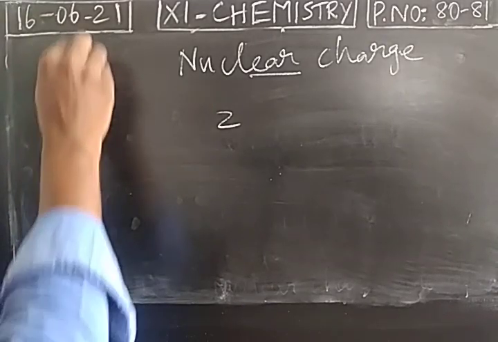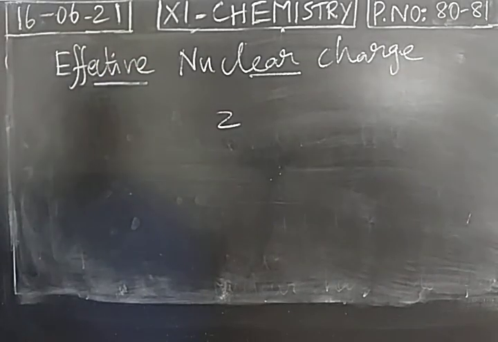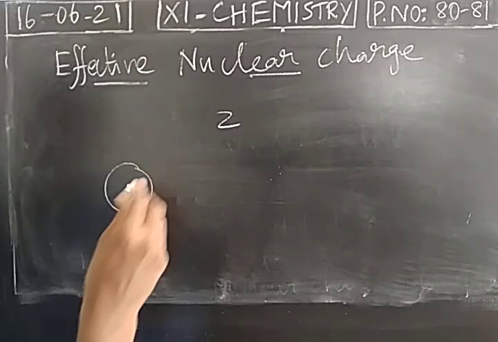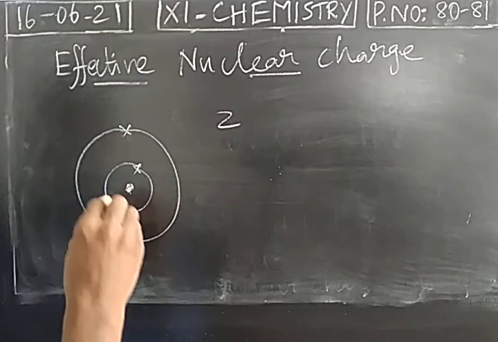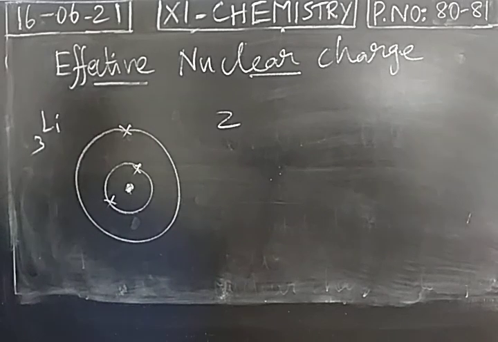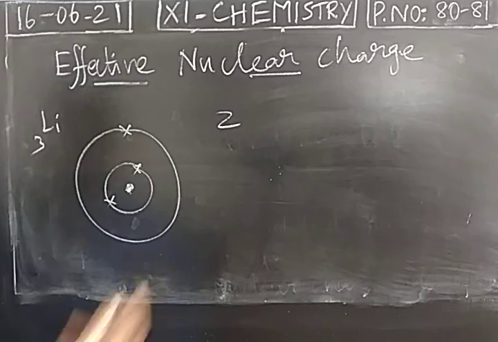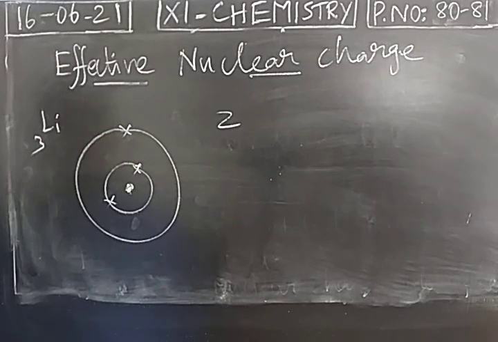Now what is effective nuclear charge? Consider lithium. Lithium has 3 electrons. 2 electrons are present in the first cell and 1 electron is in the second cell. So the second cell is the valence cell and this is the valence electron. The last electron is called a valence electron. This will be involved in chemical bonding and chemical reactions.